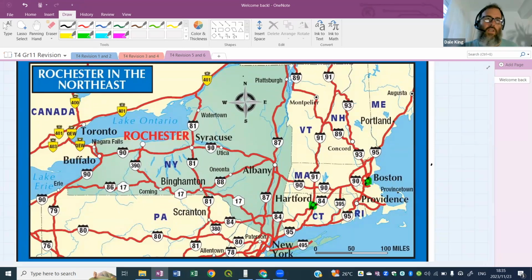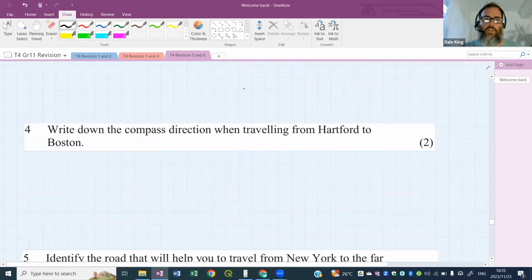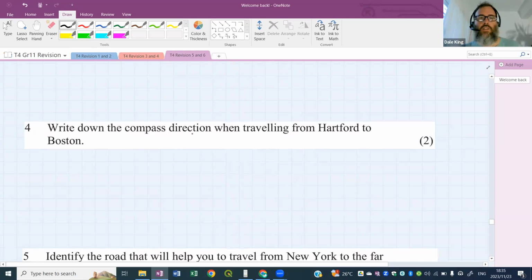Now, what is the key word in this question that we need to find? What's the most important word in this question here? Number 4, write down the compass direction when traveling from Hartford to Boston. Which word is the most important one in here? Before you say southeast, first tell me which word is the most important one when we're talking about direction. Okay, compass, yes, compass directions. We need to use compass directions, good. But what other word are we looking for when we have this kind of question? What word is important to note?